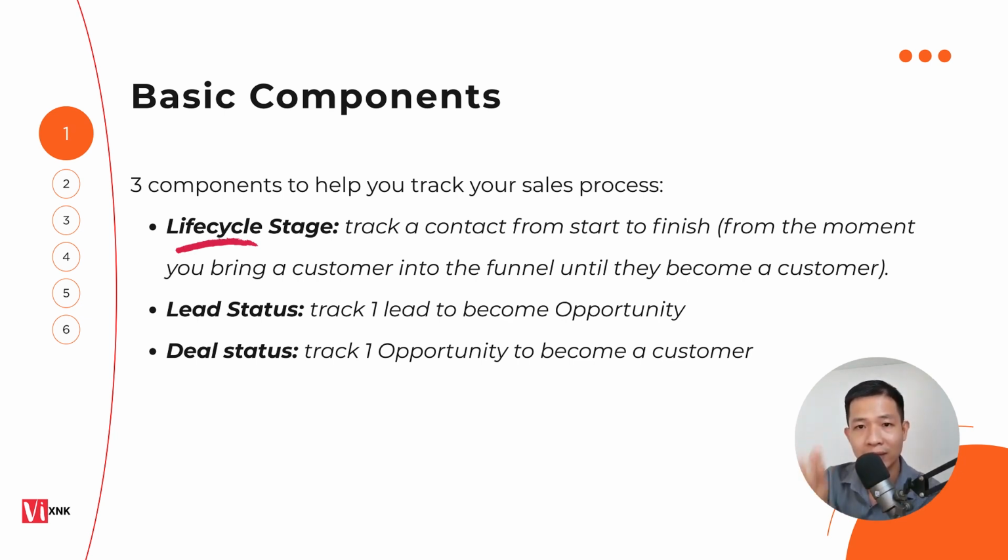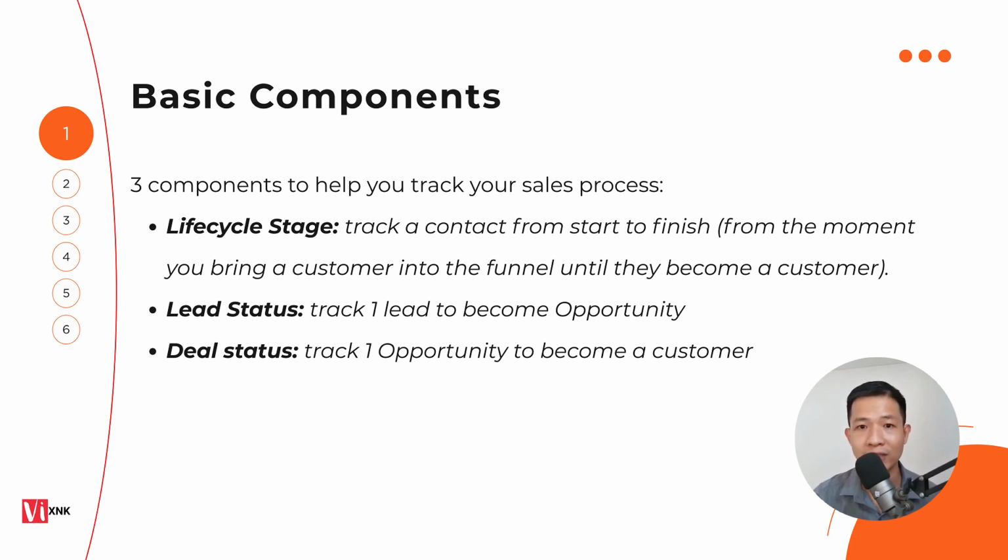In just a moment, on the next slide, it'll show you a diagram to make it easier for you to visualize. The second part is lead status. What is lead status? Lead status helps you track a lead as it turns into an opportunity, meaning it becomes a sales opportunity. In other words, from the moment you contact a customer until that customer requests an offer, meaning a sales proposal. And when you have a sales opportunity, the lead status will track that entire process.